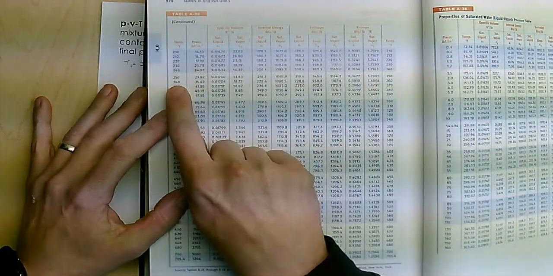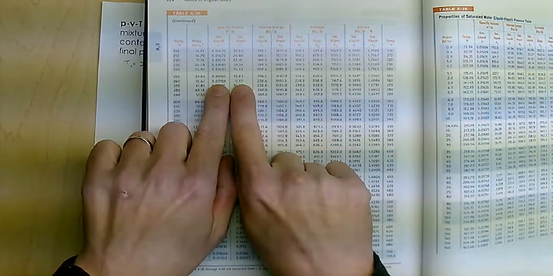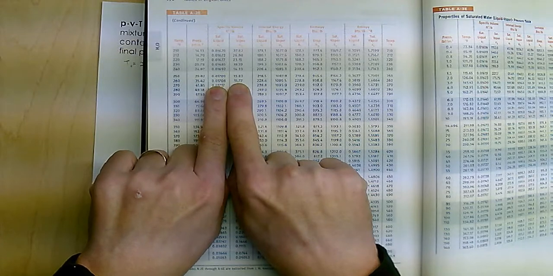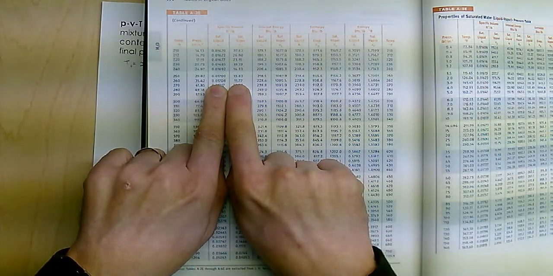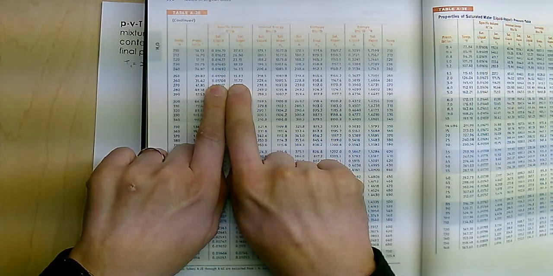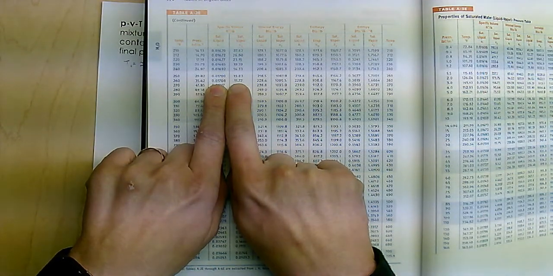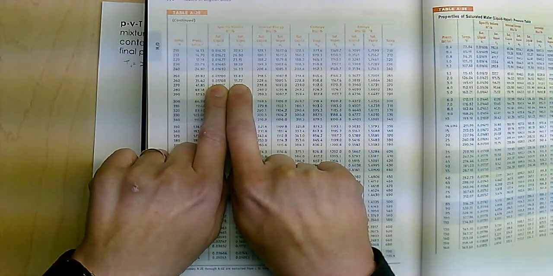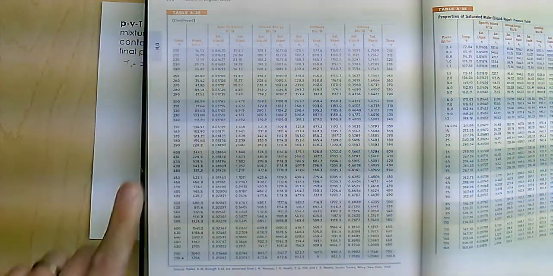I go down till I get to 260 degrees Fahrenheit, and I see that my saturated liquid and vapor volumes are given as 0.01708 and 11.77, respectively. So I know I'm 60% of the way between those two, which, you know, this is almost 0. I'm probably like 6.5 or something like that. But we'll go through and do the interpolation fully.